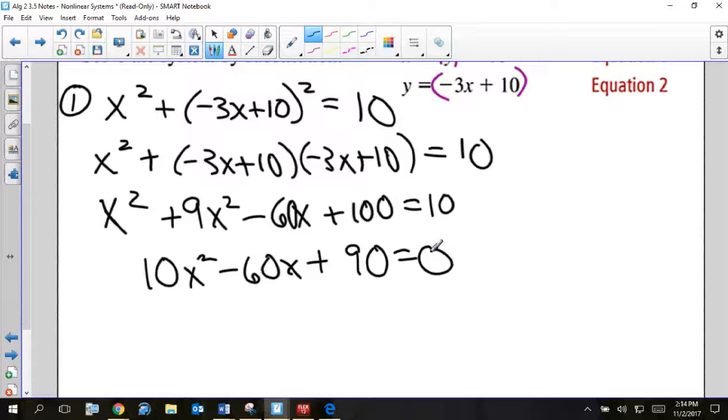We have to solve this. There's a squared, so we have all 5 methods to choose from, but personally, if I can factor it, I'm going to try to factor it. So let's see if it factors. What is my first step of factoring? Is there a greatest common factor? 10.